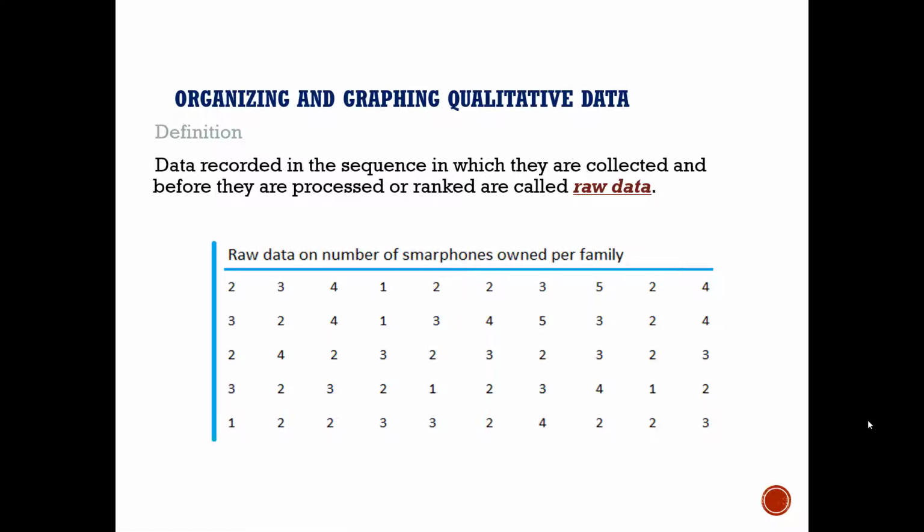Okay, let's do some more definitions. Data that's recorded in the sequence it has been collected, before we process it, before we rank it, before we do anything, is called raw data. And ranking basically is putting it in ascending order.